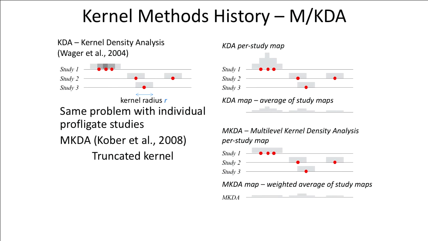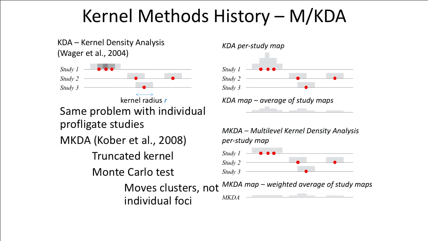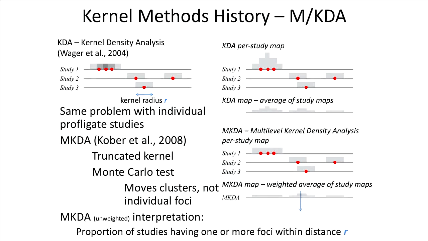So this is the MKDA, and basically it's trying to make sure that we have an even influence from each study. And there's other modifications to this. You can add weights based on sample size and what have you. And there's also a Monte Carlo test that respects the spatial structure of these points when doing the resampling. So this has, I feel, a nice simple interpretation: this MKDA map is not a probability. It's just saying, for any one location in the brain, what is the proportion of studies that had one or more foci within radius r? So that's a nice summary of all the studies that you're examining.